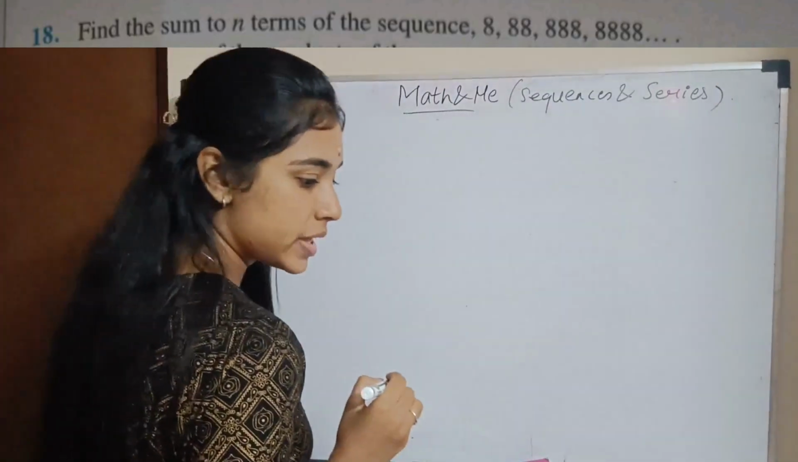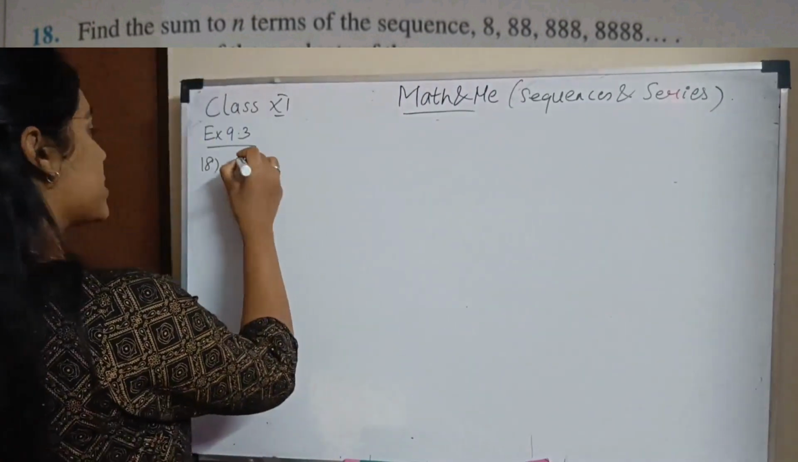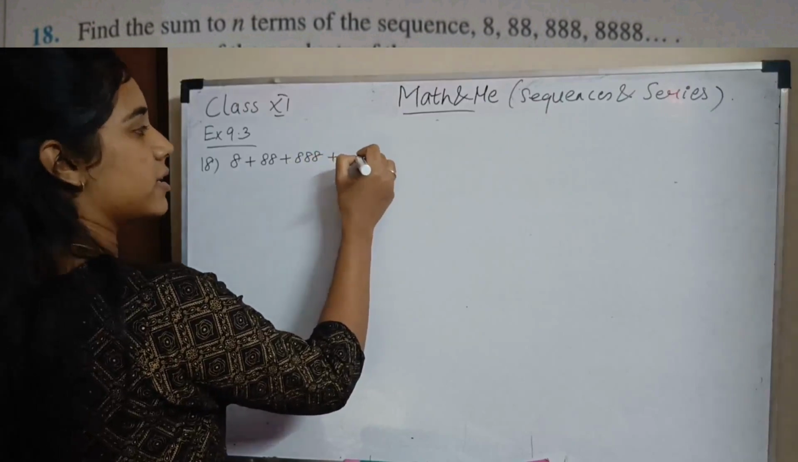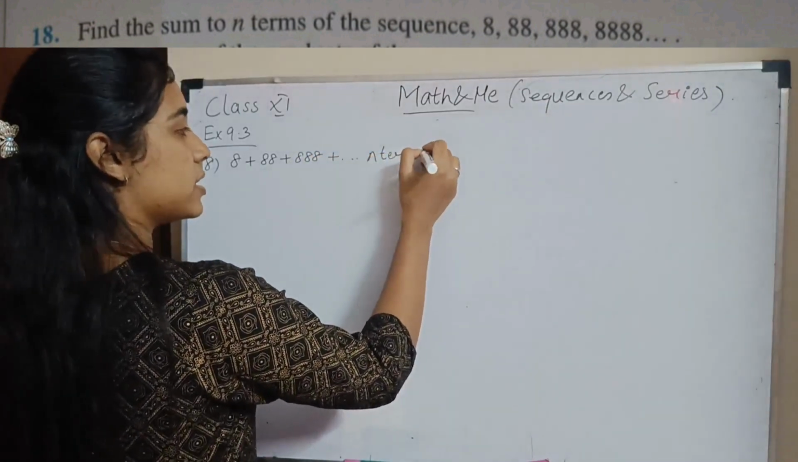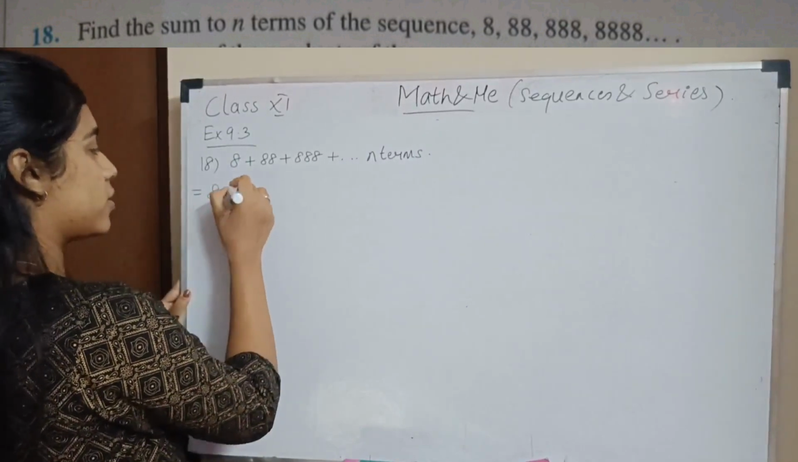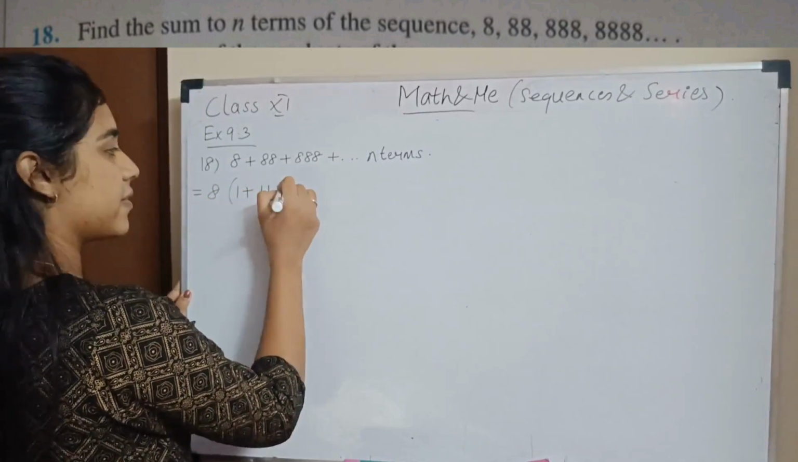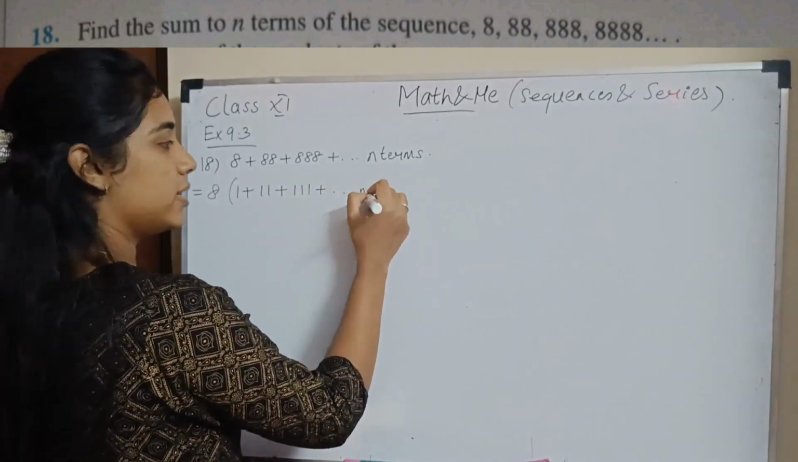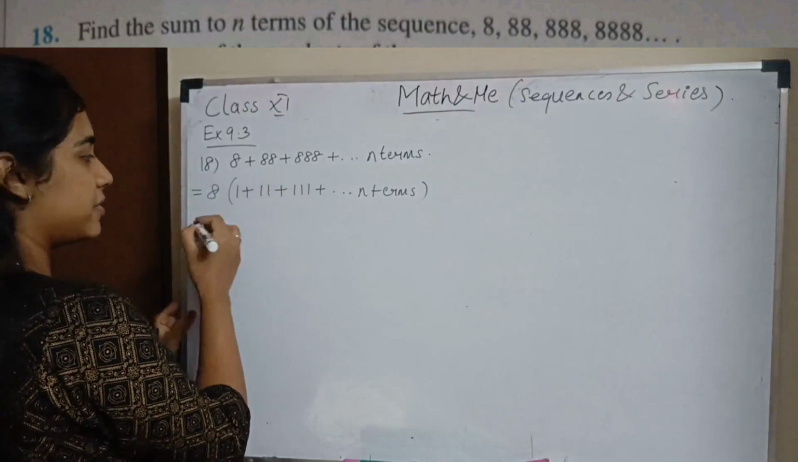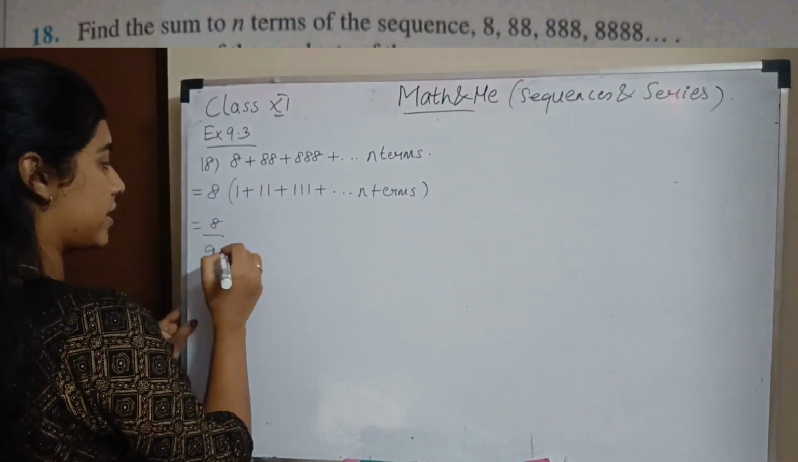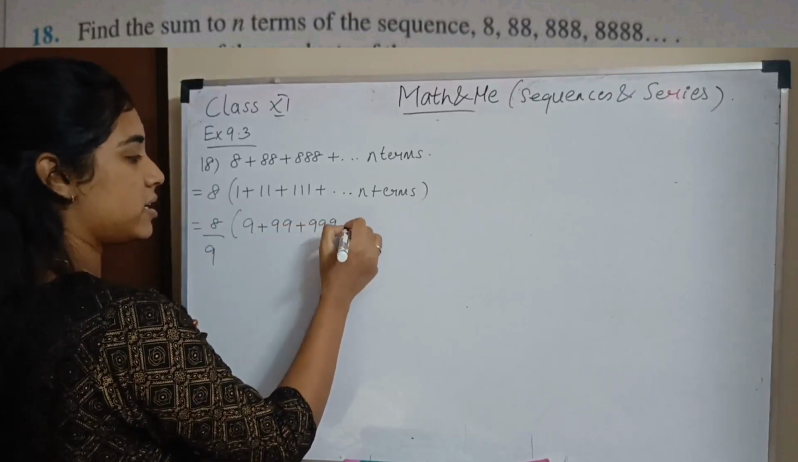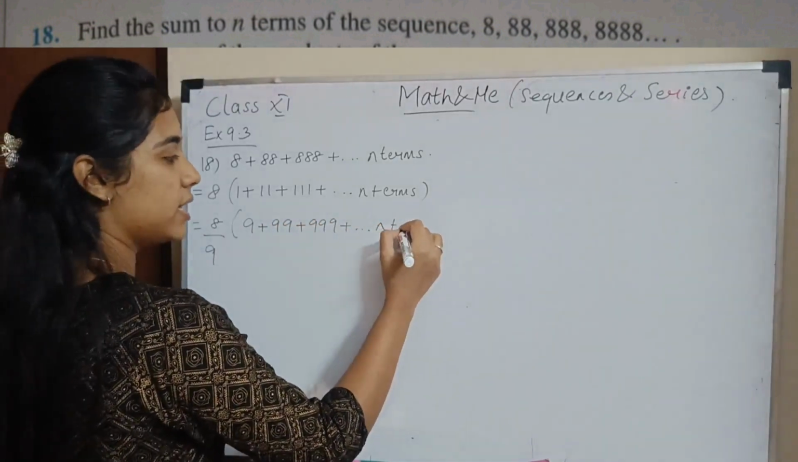Question number 18. Find the sum of n terms of the sequence 8 plus 88 plus 888 until n terms. We solved a very similar question in the example, but let me do this again. So what can I do? I can take the 8 outside. I have 1 plus 11 plus 111 until n terms. So I can multiply and divide by 9. So I have 8 divided by 9 times 9 plus 99 plus 999 plus and so on until n terms.